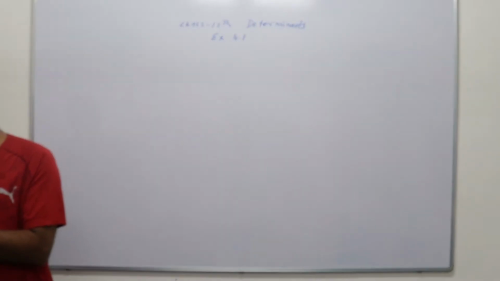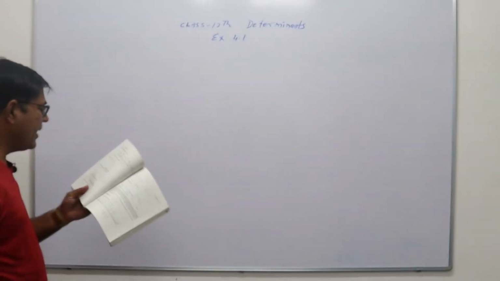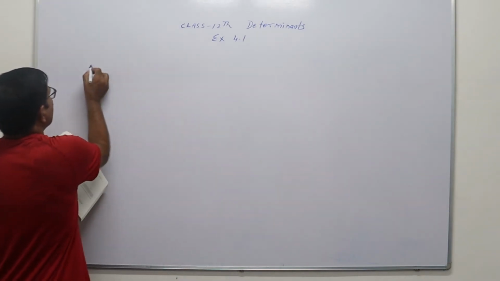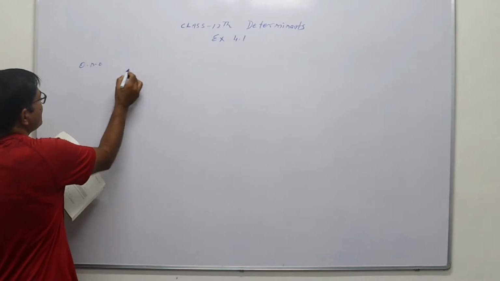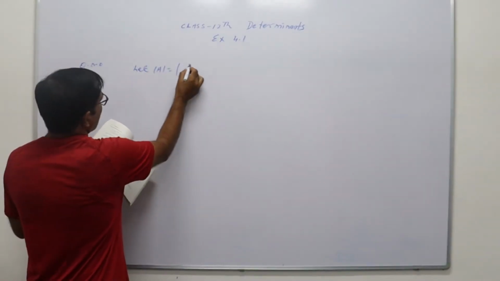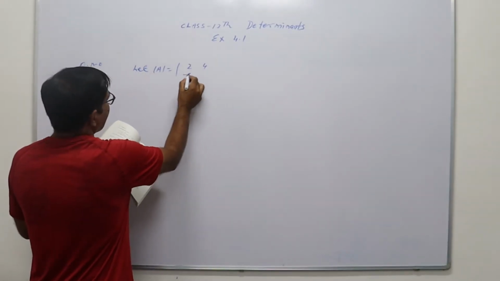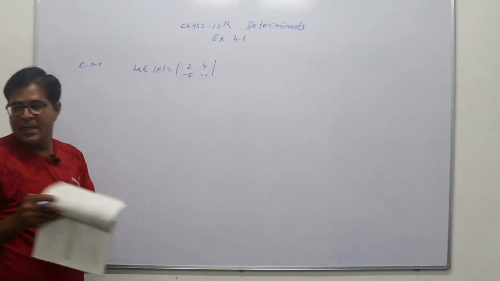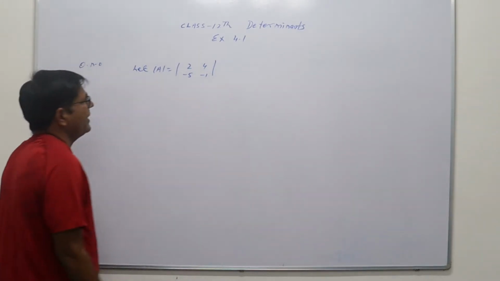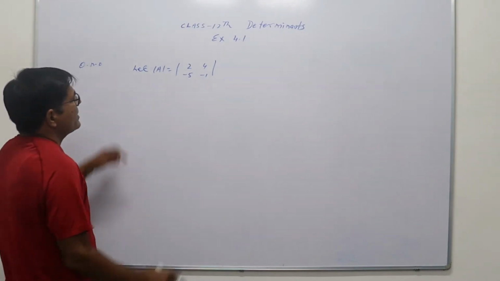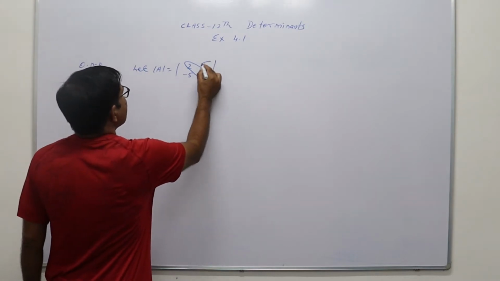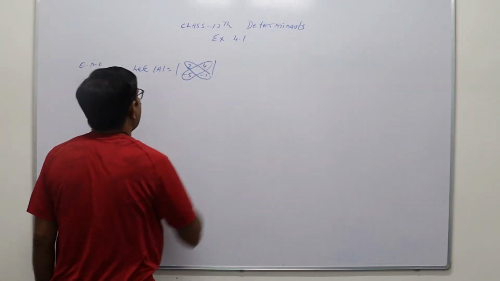Question number 1: find the determinant of order 2 cross 2. Let the determinant E be equal to the determinant of 2, 4, minus 5, minus 1. This is a determinant of order 2 cross 2. So how will we find the determinant of 2 cross 2? First we will multiply the principal diagonal elements, then minus the product of the off diagonal elements.